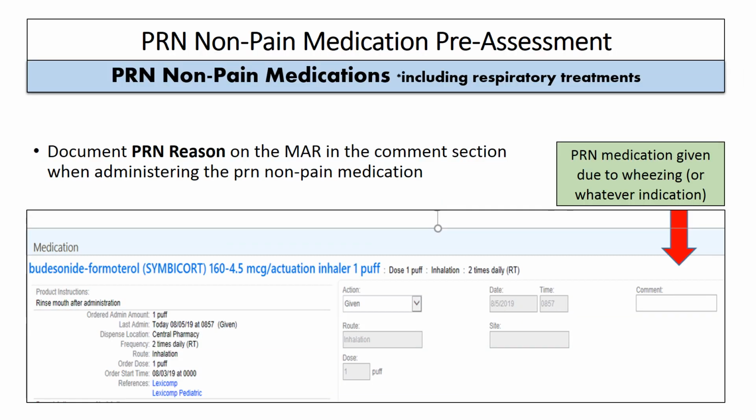For non-pain PRN medications, document the PRN reason on the MAR in the comment section when you're administering it. So, PRN medication due to wheezing or whatever the indication is. So if it's Zofran, nausea. You're going to put that in the comment section.